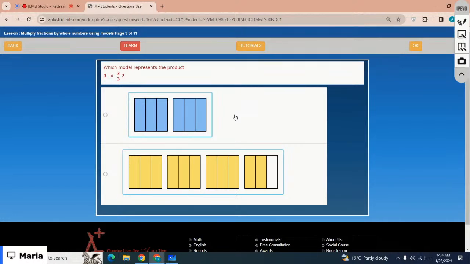The correct option is option number 1. It is 3 times 2 is 6. So the correct option is the one that has 6 portions colored. How to?